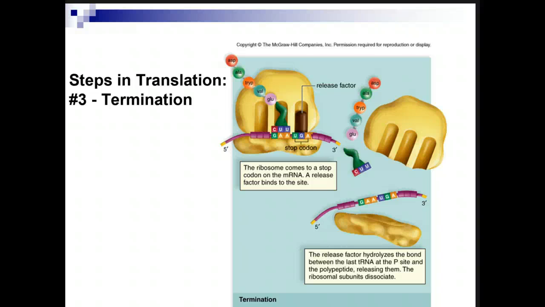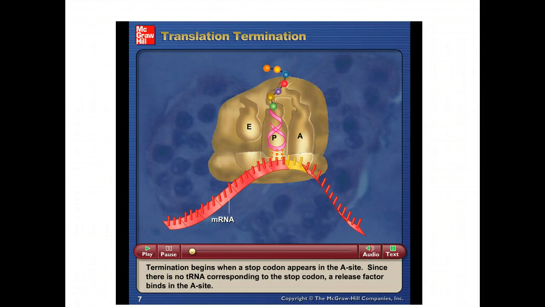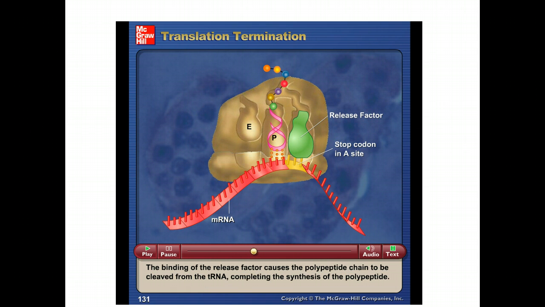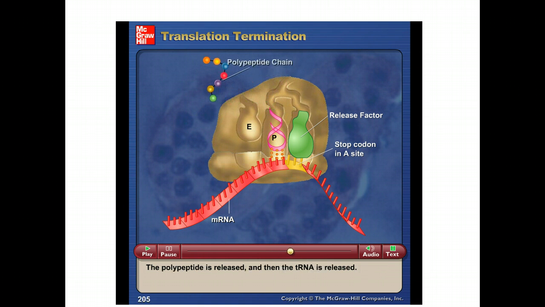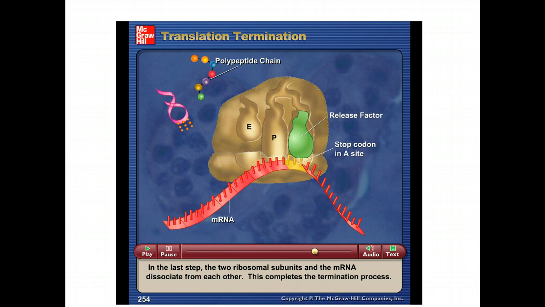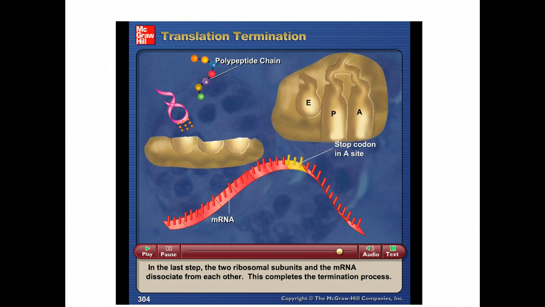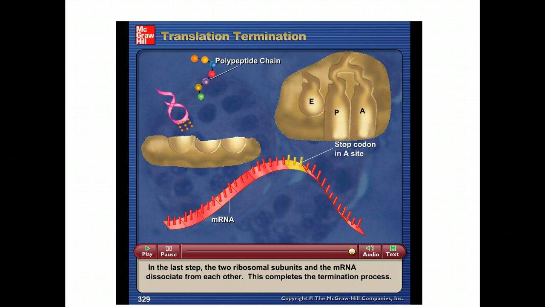Let's watch an animation of this. Termination begins when a stop codon appears in the A site. Since there is no tRNA corresponding to the stop codon, a release factor binds in the A site. The binding of the release factor causes the polypeptide chain to be cleaved from the tRNA. The polypeptide is released, and then the tRNA is released. In the last step, the two ribosomal subunits and the mRNA dissociate from each other. This completes the termination process.